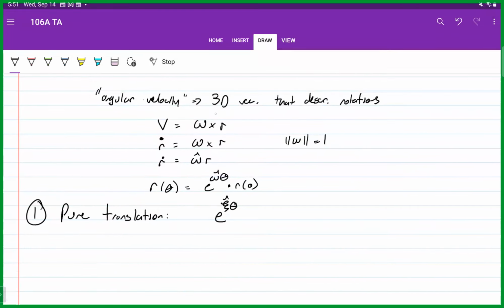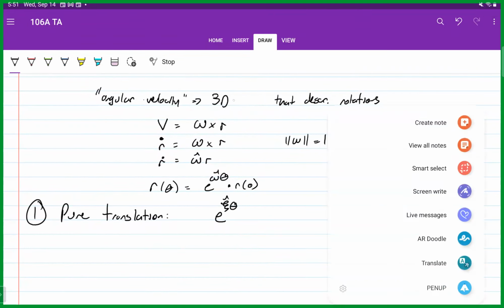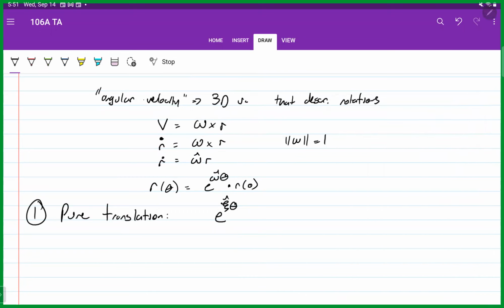Oh, angular velocity is a 3D vector. Sorry, I use a lot of abbreviations here. It's a vector that describes rotations.